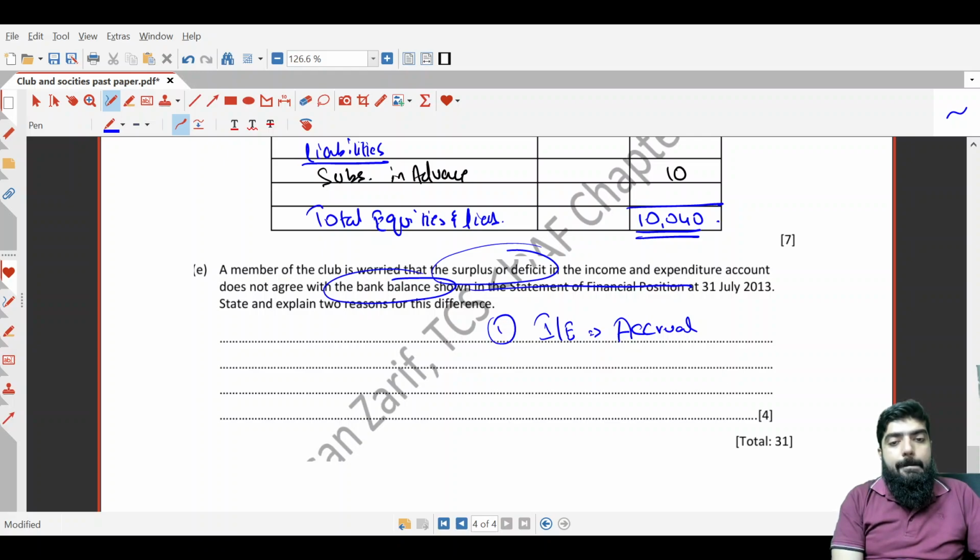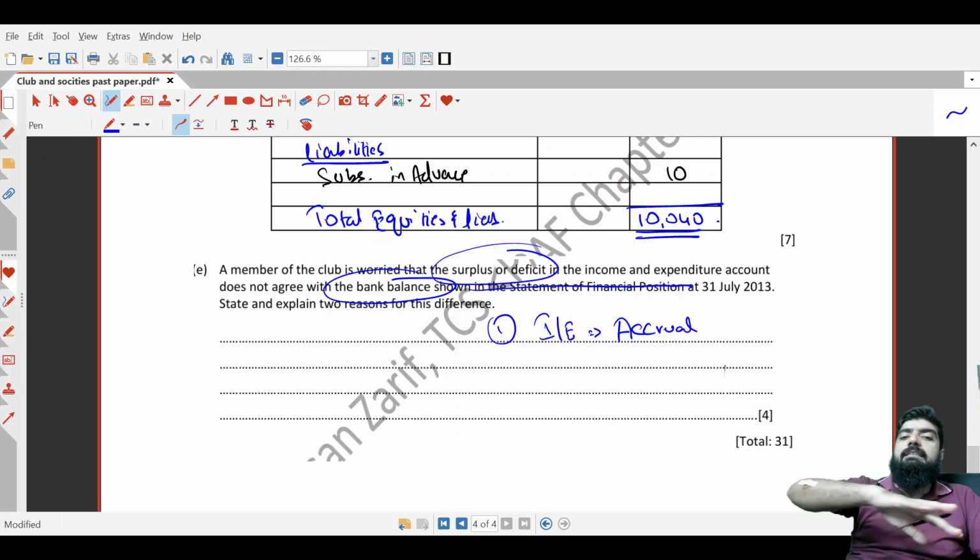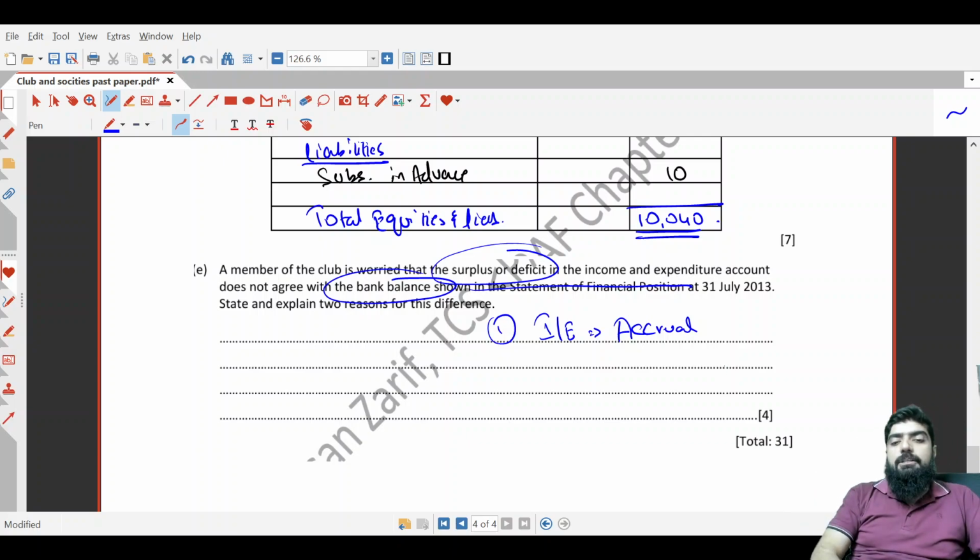SFP closing balances. Closing balances means it is based on the cash balances. In the income and expenditure account, we use accrual accounting. Accrual accounting states that expenses and revenues could be recorded even though they are not yet earned. The income and expenditure account shows that you have to record the expenditure, whether it is paid or not. Are you getting a point?